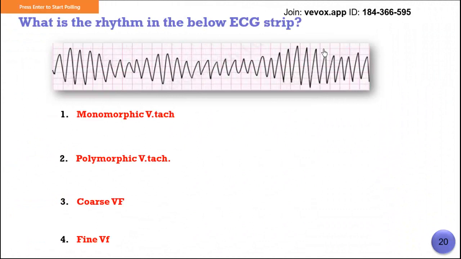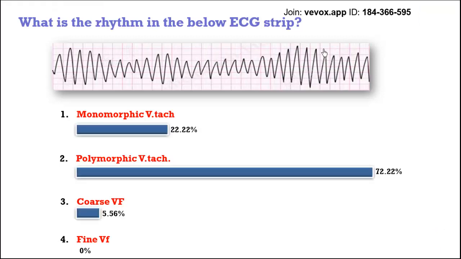This is wide, so it's ventricular. Does it have the same shape or different shape? Different shape, so give me your answer. Many shapes or one shape? Is it a wavy line? No, it still has up and down deflection. So 72% said polymorphic, and this is the correct answer because this has different shapes: polymorphic ventricular tachycardia.